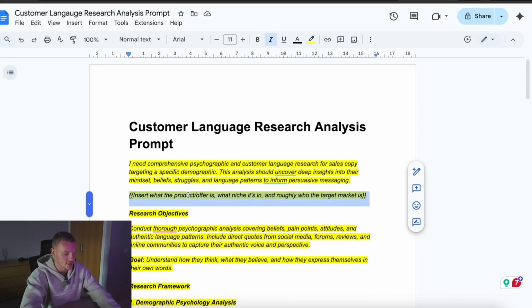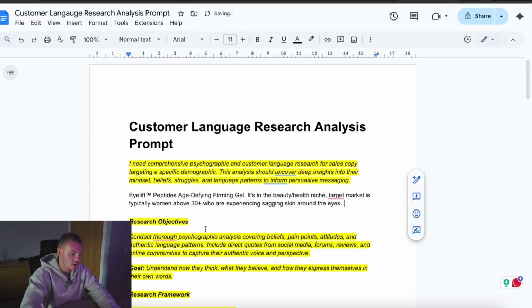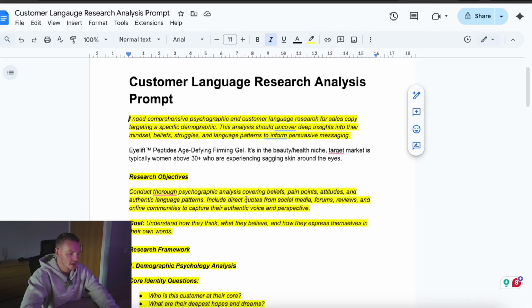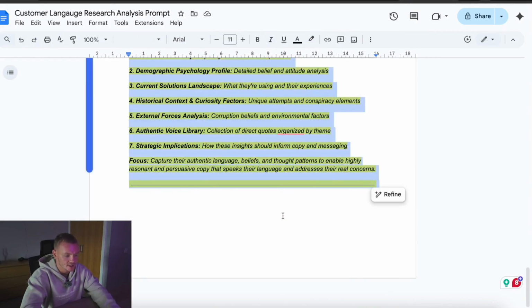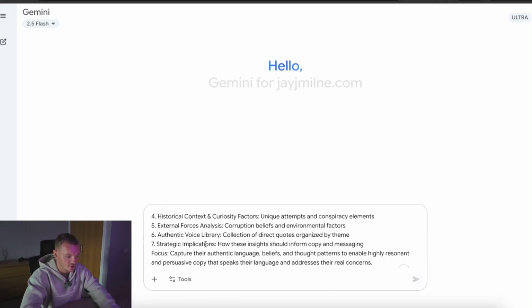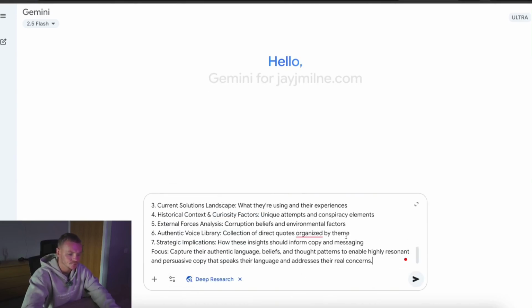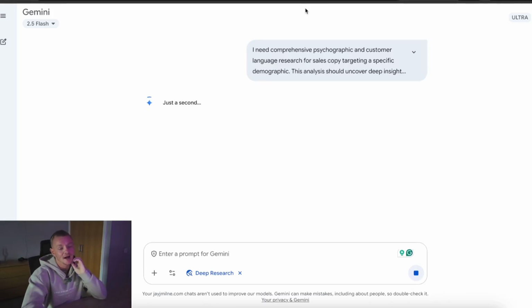Now, what I've done is I've put the same product in here. So it's the age-defying firm and gel, health and beauty niche. Target market is typically women above 30 who are experiencing sagging skin around the eyes. So again, we just do the exact same process. We pull this out. I'm going to go over to Gemini. I'm going to hit tools. I'm going to go deep research. We're going to hit yes. And it's just going to do the exact same process.